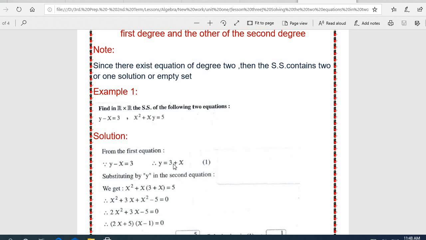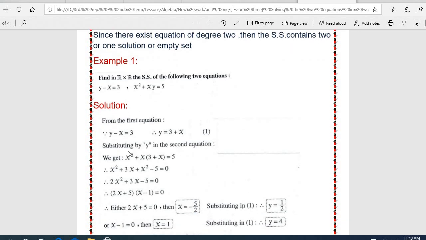In this equation, y equals 3 plus x. Substituting it in the equation of degree 2: x squared plus x, and instead of y you put 3 plus x, equals 5. Simplify this equation: x squared plus x times 3 is 3x, x times x is x squared, minus 5. Add the like terms: 2x squared plus 3x minus 5 equals 0. Factorize: 2x plus 5, x minus 1 equals 0.